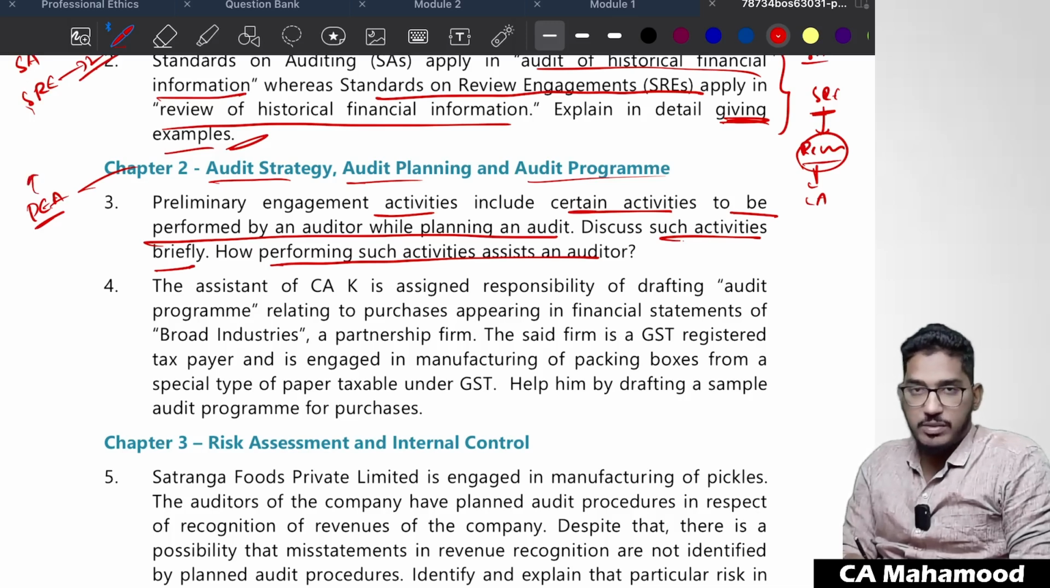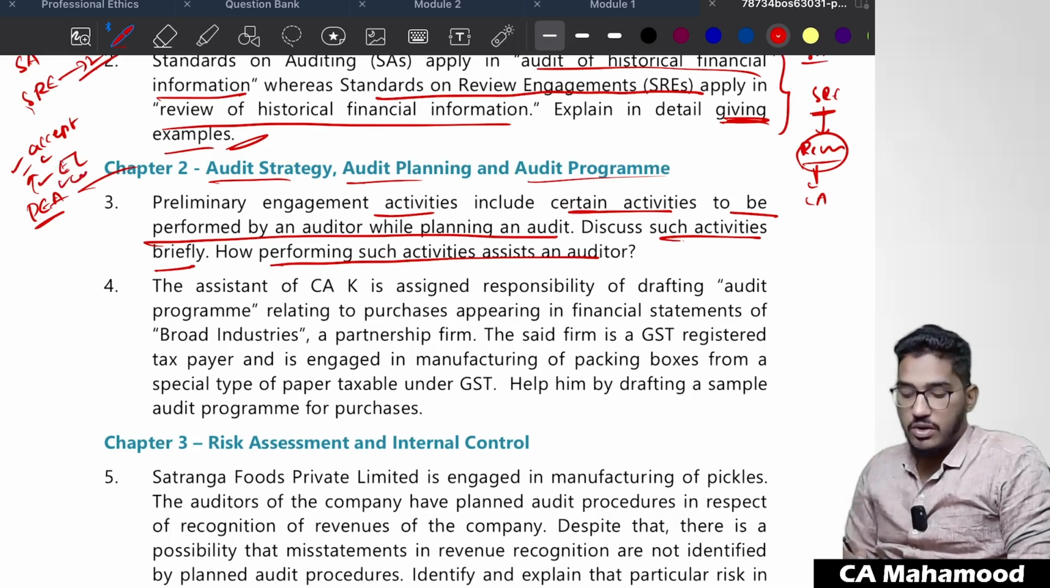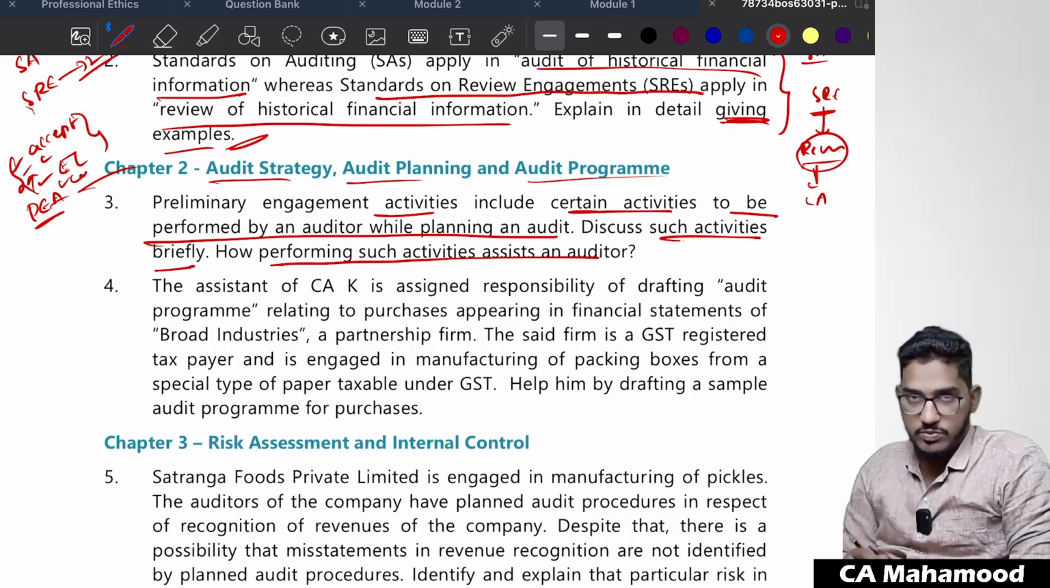So we know 4 activities will be included. Performing procedures before acceptance and continuation of client relationship, evaluating the compliance with the ethical requirements, understanding the terms of the engagement by way of engagement letter, and even communication with the predecessor auditor. All these 4 activities will form part of preliminary engagement activities.